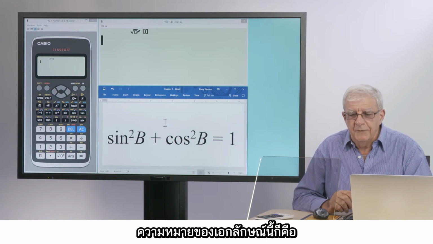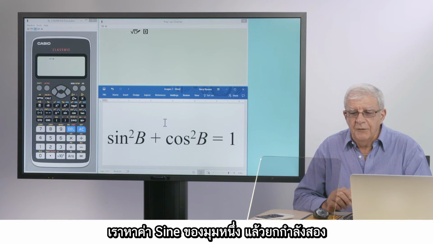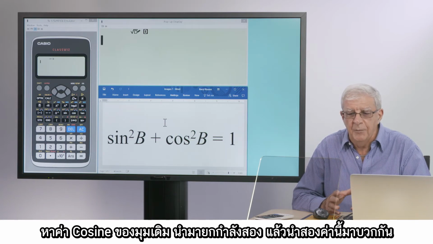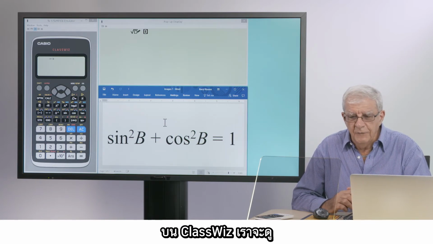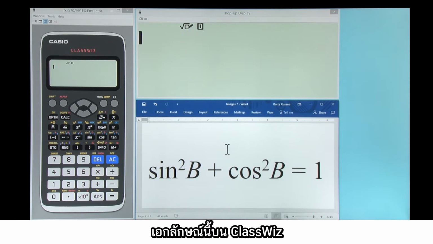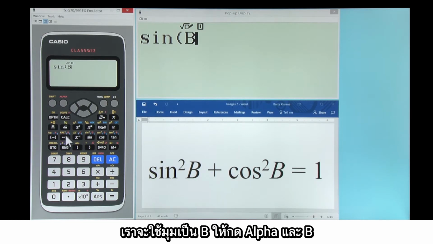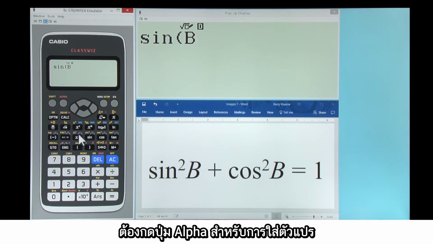The meaning of this identity is that we get the sine of an angle and square it, and get the cosine of the same angle and square it and add them up. Let's look at this on the ClassWiz. Sine of angle, we'll use angle B. Press alpha to get the variable.